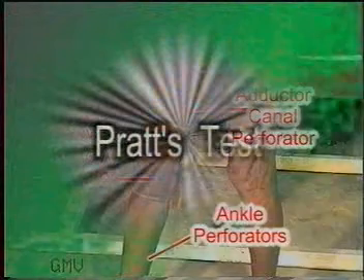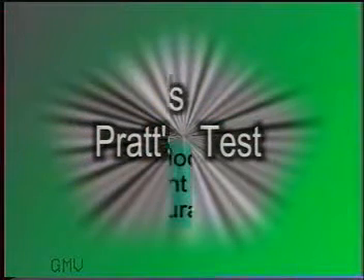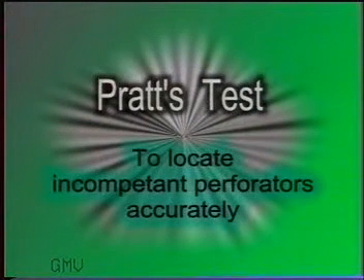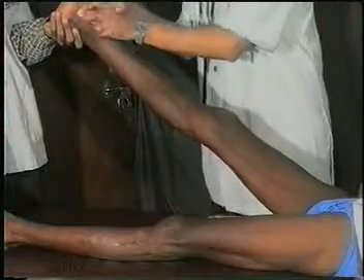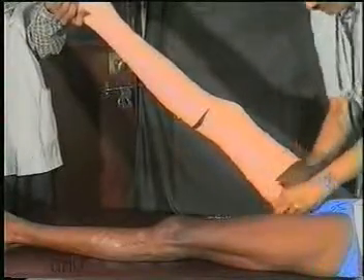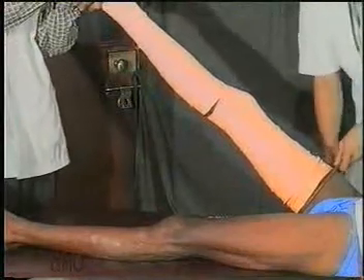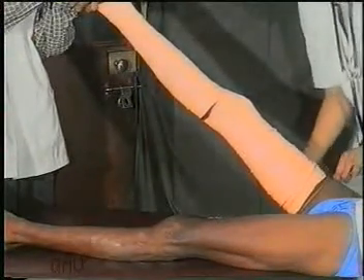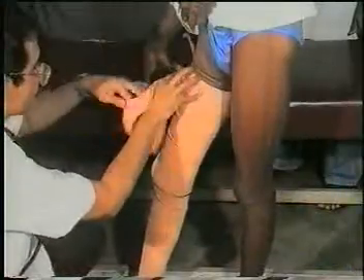Next, we will perform the Pratt's test. This test is performed to locate the incompetent perforators more accurately. With the patient supine, raise the leg to 30 degrees, empty the veins and apply an elastocrep bandage from the toes to the mid-thigh with gentle pressure to occlude the superficial veins only. Now apply a rubber tourniquet below the saphenofemoral valve to occlude retrograde flow from the saphenofemoral valve.